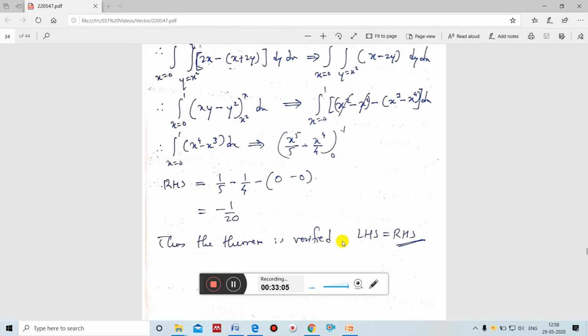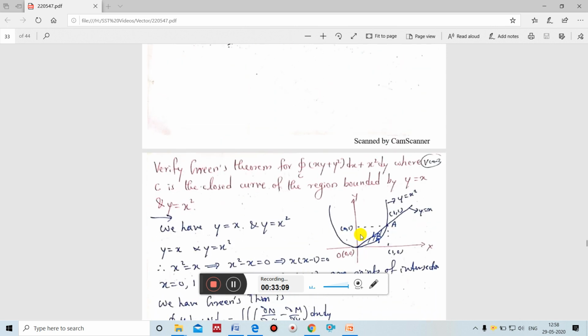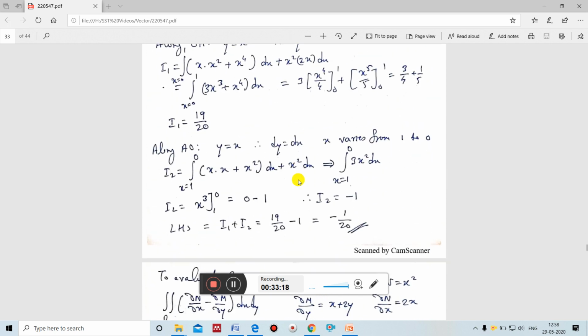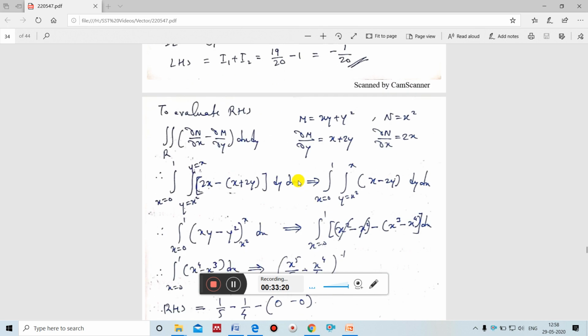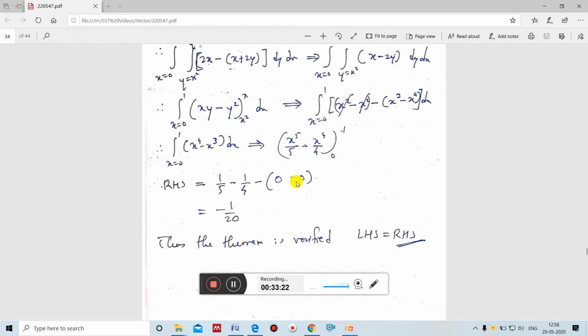Thus the theorem is verified because LHS is equal to RHS. Suppose in the example they only ask you to evaluate using Green's theorem: if they have given the LHS, you have to find the RHS, and if they have given the RHS, you have to find the LHS. So in the next video we learn examples on Stokes theorem.